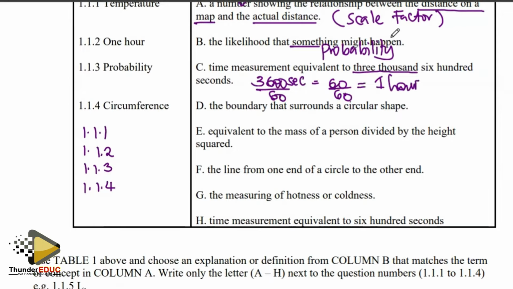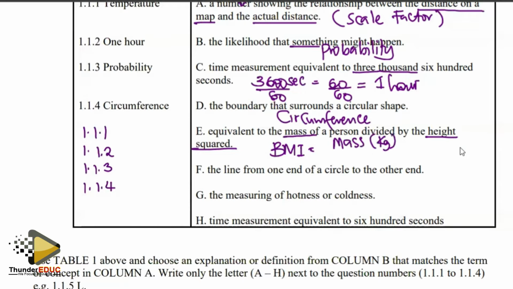Okay. I'm trying to go through the definitions and see whether I have a general term. The boundary that surrounds a circular shape, this has to be circumference. Then E, equivalent to the mass of a person divided by the height squared. This is BMI. We got the mass of the person in kg, divided by the height, which is in meters. So E stands for BMI.